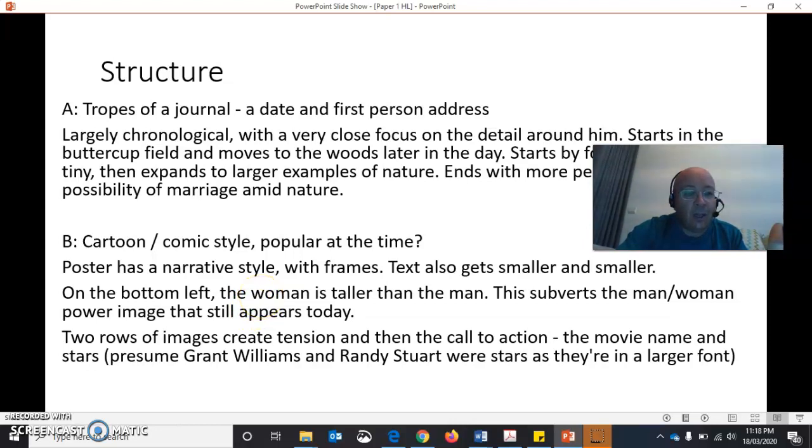And lastly, there are two rows of images that tell the story. They create tension and interest, hopefully. And then there's a call to action. It's really a persuasive text. So there's a call to action at the end where you can find out the name of the movie, find out the famous people in it. Presumably Grant Williams and Randy Stewart are the most famous because they've got a larger font than the other people who were mentioned.